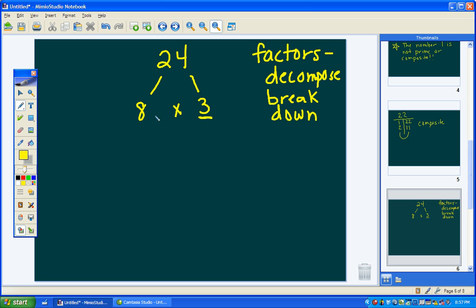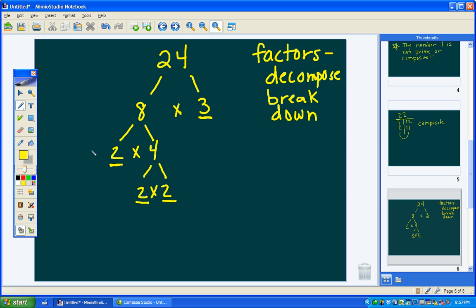Well, 3 was prime, so I stopped. I know that I could do 2 times 4 to get 8, okay? I know that 2 is a prime number because I can't break it down any farther. Well, I know that 4 is composite, so I'm going to break down again. 2 times 2 equals 4. That is prime as well. So I have no more numbers left on my tree to break down.